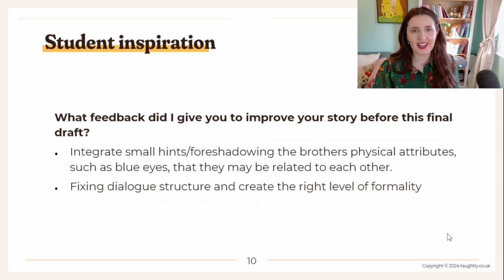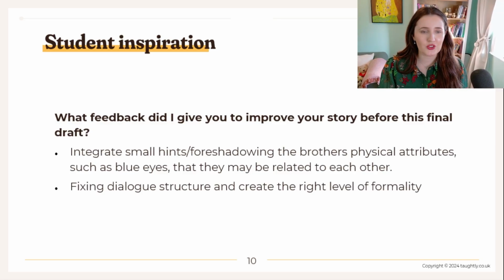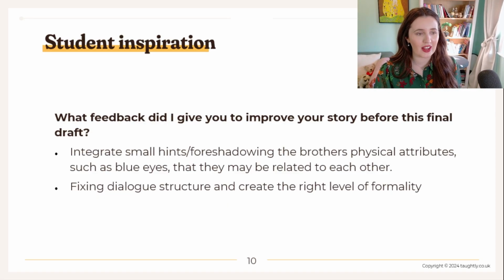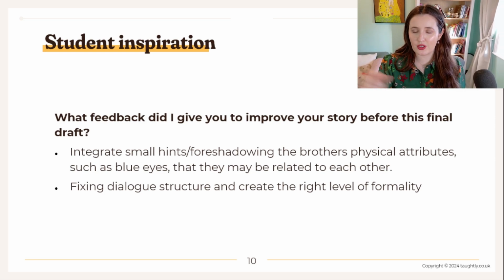For this student, again, I was his teacher and I gave him some advice in between his drafts. So I said to him, can you remember, and he could, what feedback I gave you to improve your story before this final draft? So he said that I told him to integrate some small hints and foreshadowing of the brothers' physical attributes, such as blue eyes, that they might be related to each other. So we needed those clues dotted the whole way through so that the climax was effective.